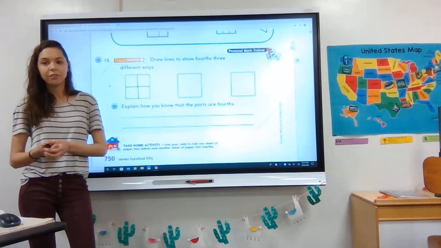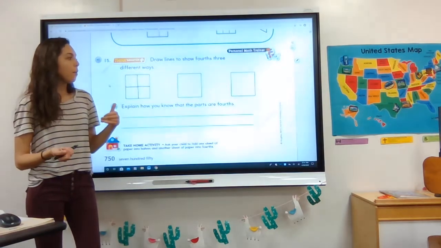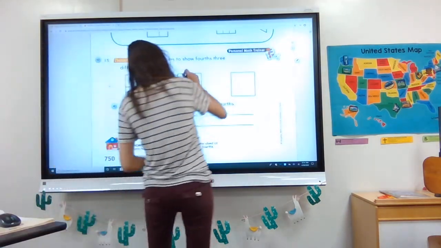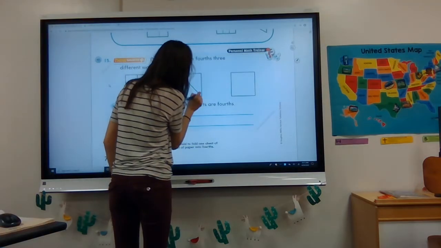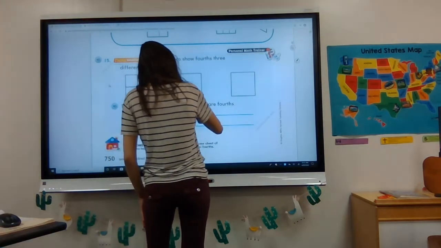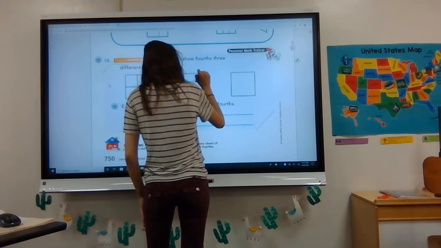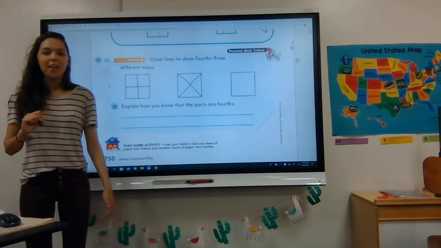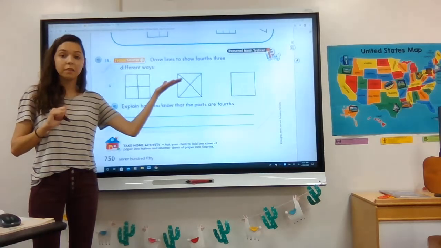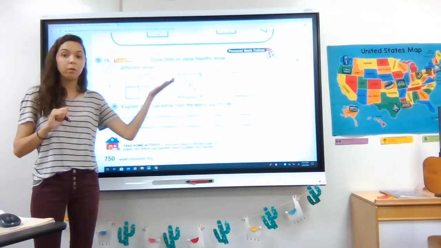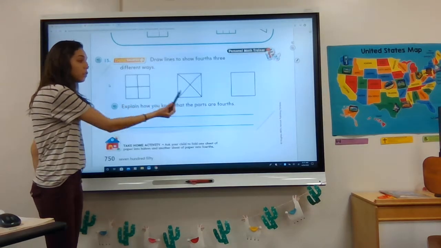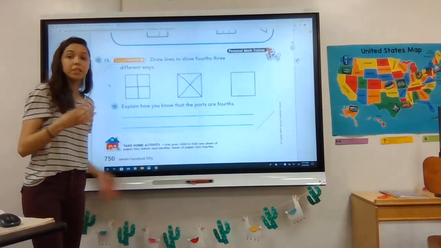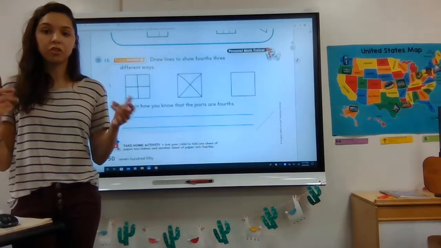You guys go ahead and try, come on back. My example is going to be like this. Okay, so again, that's split up into fourths, 4 equal parts, just in a different way. So these 2 are both split into fourths. Do you see that? It's just shown differently.